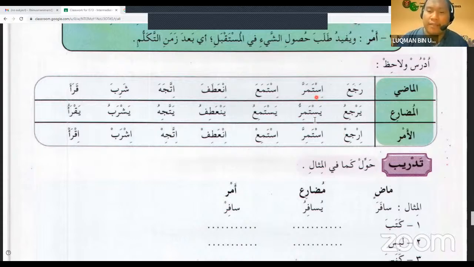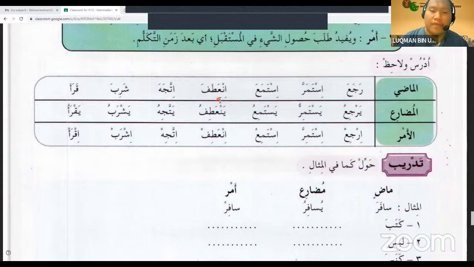Istamarra, yastamirru, istamirra. Now, istamarra, he continued. Magpatuloy siya. Yastamirru, nagpapatuloy. Istamirra, magpatuloy ka. Mag-continue ka. Proceed. Istama'a, yastami'u, istami'. So, he listened, he is listening, or he will listen. Listen, istami', pautos, no? Imperative tense.